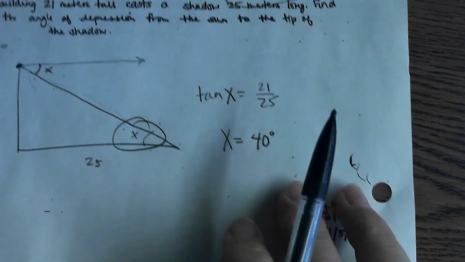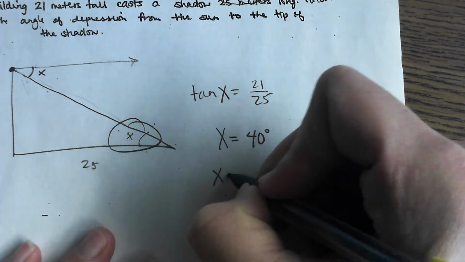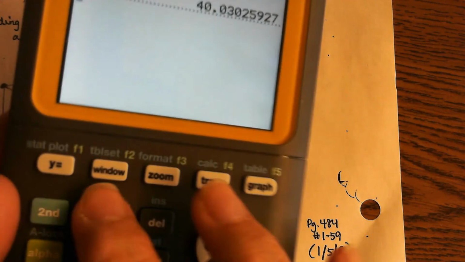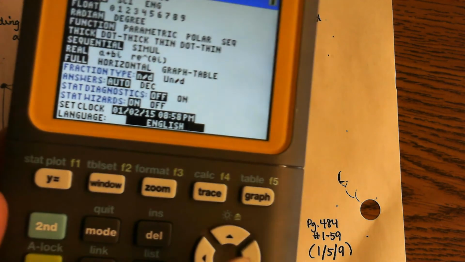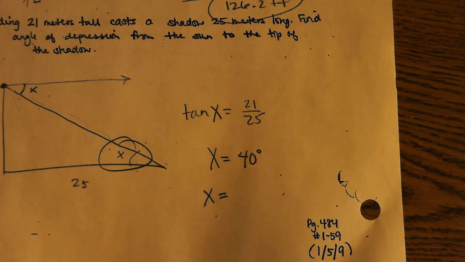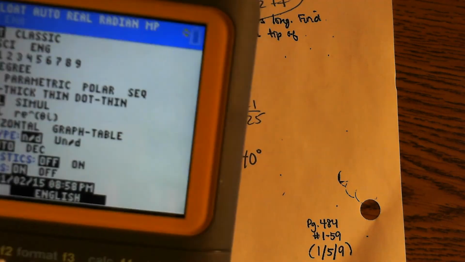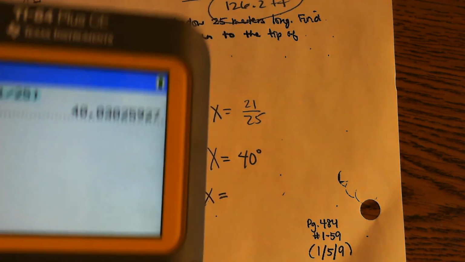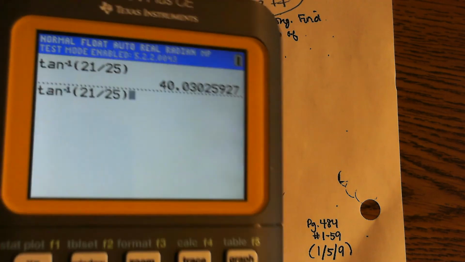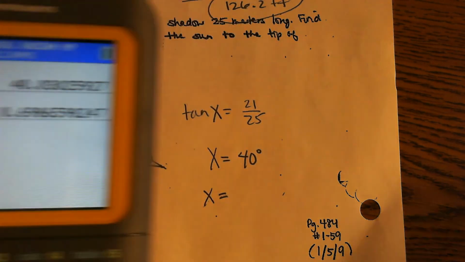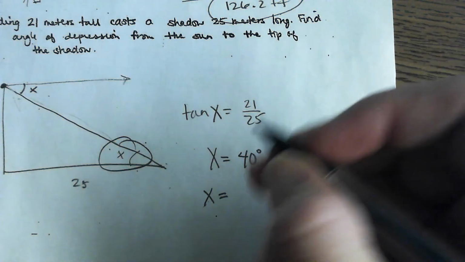Now, how many radians is that approximately? So if I just change my mode and go to radians, you should know because 1 radian is how many degrees? 57. So this should be less than 1 radian. 0.698. 699.